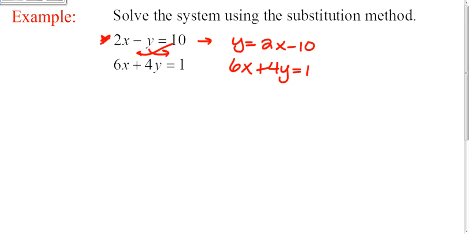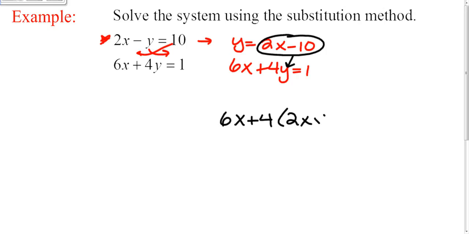Okay? Now I want to remind you that you will circle this. Notice it says y equals. So wherever I see a y, I can replace it with 2x minus 10, which is what I'm going to do in this opposite equation down here. So I'm going to replace that y with 2x minus 10, and that second equation will now look like this.